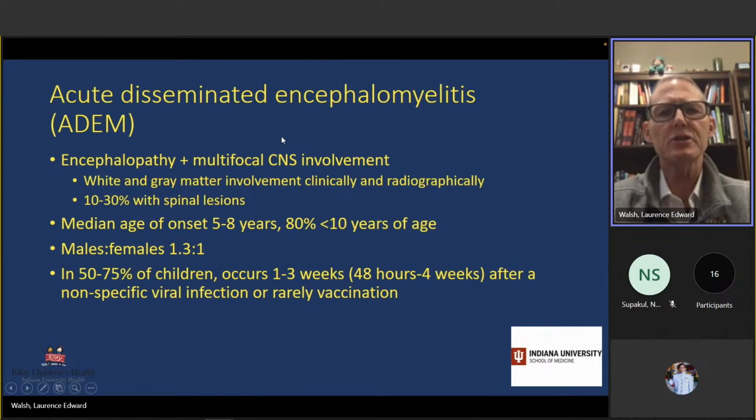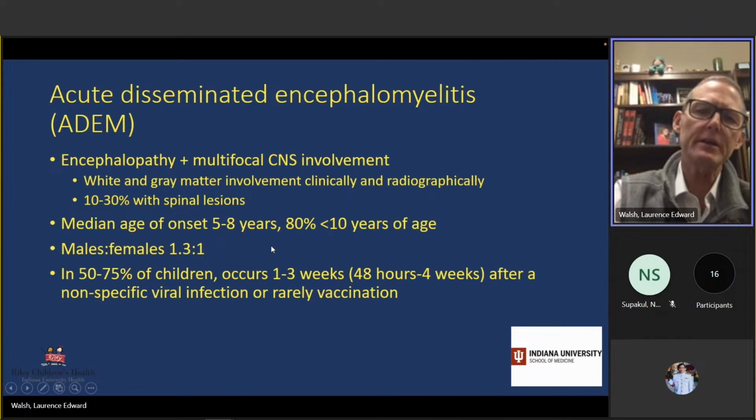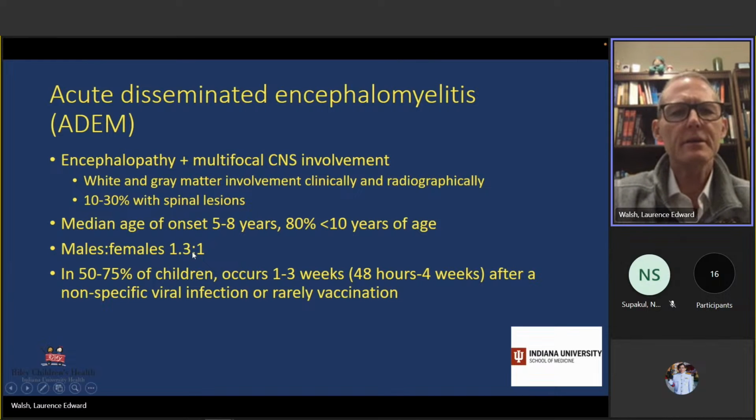As Dr. Wu's slide showed, this is a multifocal disease presentation. And about 10 to 30% have spinal lesions. Unlike the other disorders we talked about, this tends to be a disease that hits younger children more than older children. And males are slightly more represented with this one.